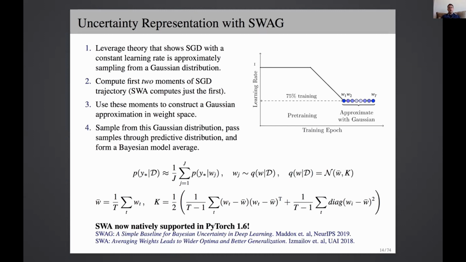We just run SGD with this learning rate schedule. Once we've decayed to the high constant learning rate, we take an average of the different weights that we're traversing in this single SGD chain, and then we compute this low rank plus diagonal approximation to a covariance matrix, given in the equation in the bottom right here. And then we use our Gaussian approximate posterior with those moments in order to sample and compute our approximate Bayesian model average.